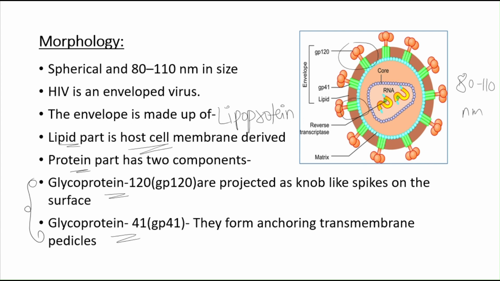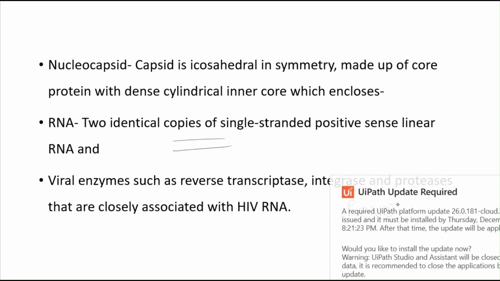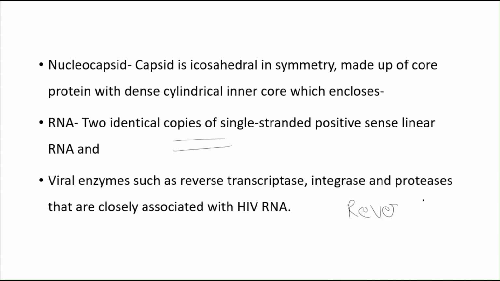So this is about the structure of the HIV virus, which is spherical in shape and measures about 80 to 110 nanometers in diameter, and it has an envelope. It is an enveloped virus. The envelope is made up of lipoprotein, that is a lipid part, and a protein part, which has two components, that is glycoprotein 120 and glycoprotein 41.